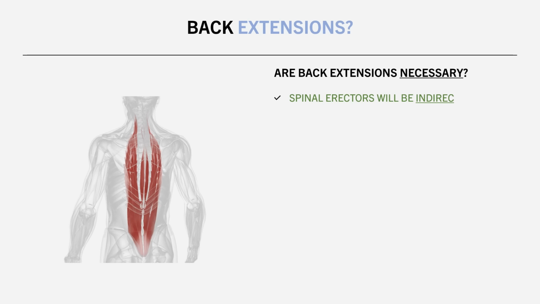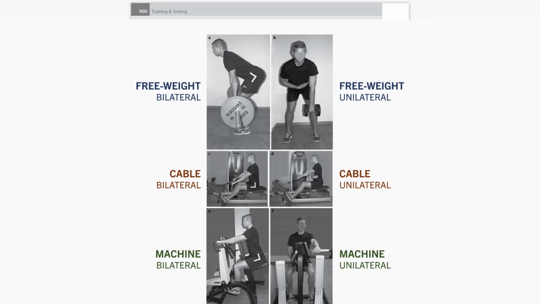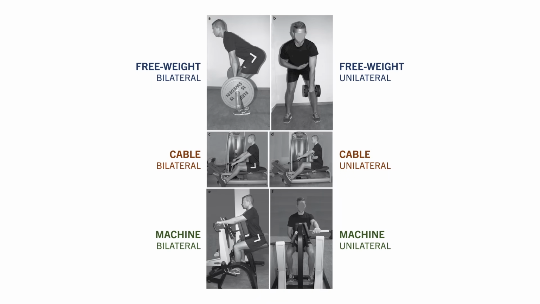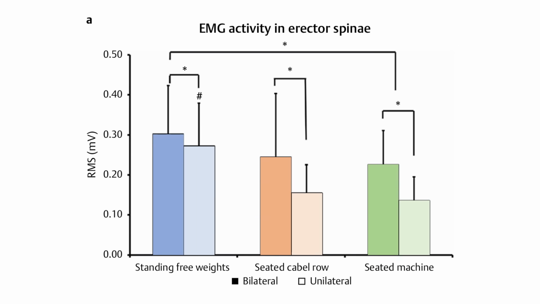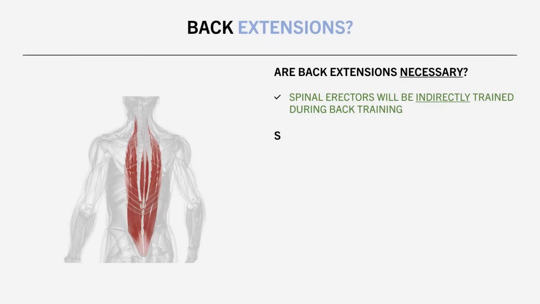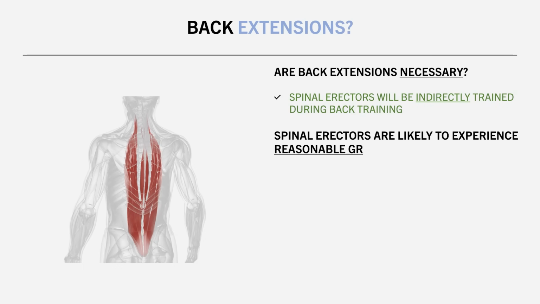Well, they certainly aren't essential. The spinal erectors will be worked to some magnitude during most back exercises, as well as many other exercises which require us to stabilize the spine, such as squat and deadlift variants. For example, this study looked at the trunk muscle activity during various different rows. It was found that the spinal erectors were highly active during these exercises, with free weight rows resulting in the greatest muscle activity. So essentially, the spinal erectors are likely to experience decent growth from regular back training alone.